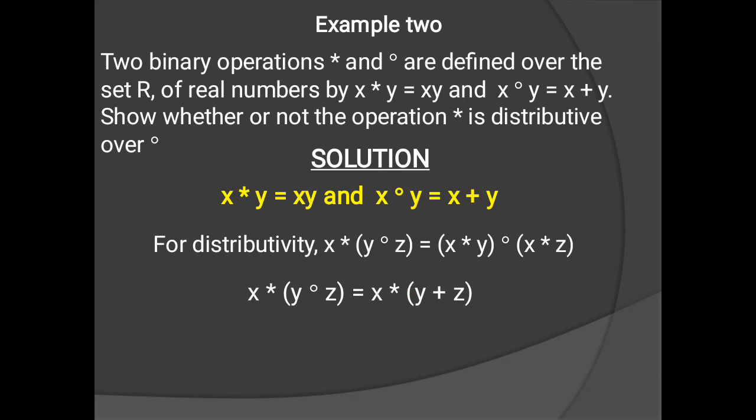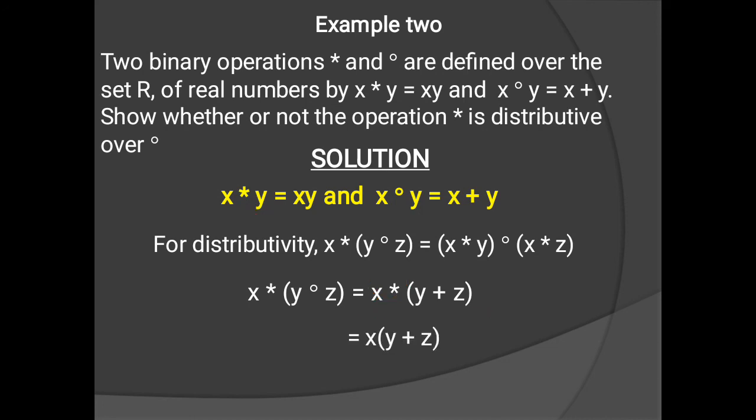So x now becomes our first one, and then y plus z becomes our second one with the operation star. So we go back to the star, which says x operation y equals xy, which is first one times second one. Our first one is x, our second one is y plus z. So x is going to multiply y plus z, because we are dealing with the star now. We are done with the circle.